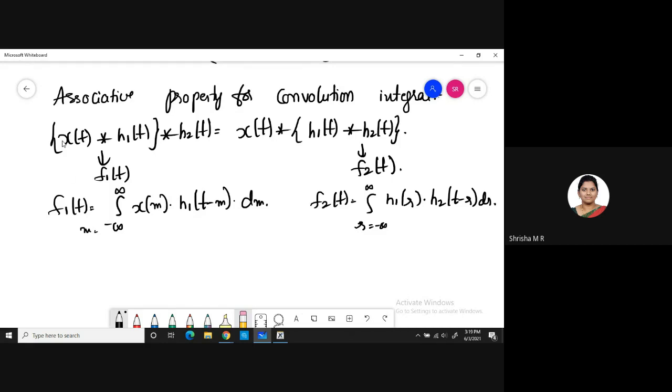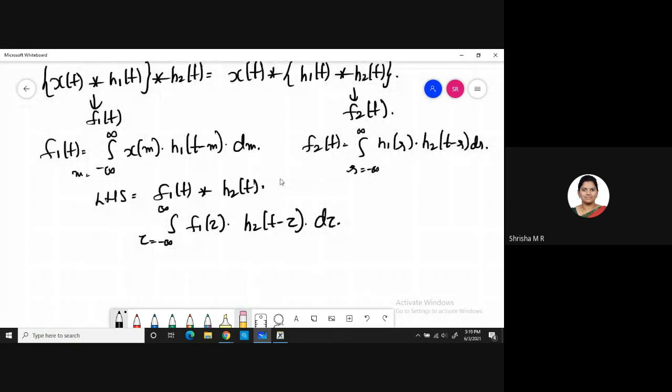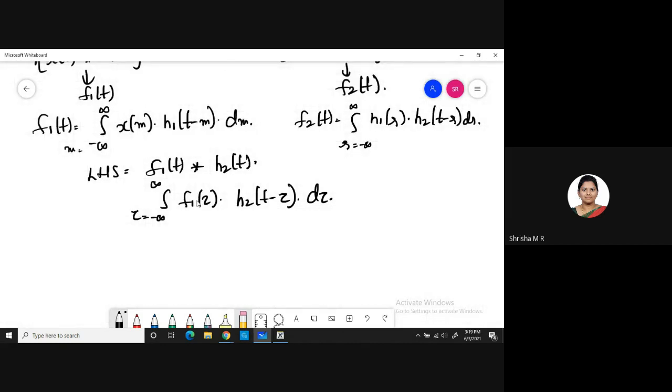So we'll take the LHS and try to prove the RHS. So what is our LHS? Our LHS is f1 of t convolved with h2 of t. So we'll try to write it in the form of convolution integral. So we'll take tau is equal to minus infinity to infinity f1 of tau into h2 of t minus tau into d tau. Okay, so we are writing this in the form of convolution integral, f1 of t convolved with h2 of t. So now we know what is f1 of tau, right? That is f1 of t.